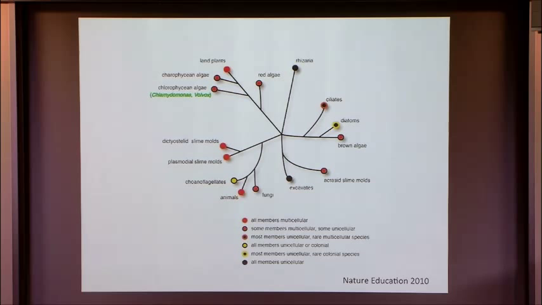This is the tree of life, and red shows you multicellularity and black shows you unicellularity, and it's evolved on all of these lineages separately. But again, explanations for this: it's easy to see how it's good for the organism as a whole, but it's not necessarily easy to see how it's good for the individual, right? Why is it good for the cell to be part of a larger organism if it's not going to reproduce?